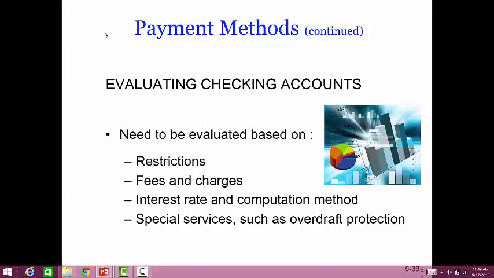But other things to consider: restrictions, fees, overdraft protection. Those fees are where they can make a ton of money off you. But again, don't just accept it, especially if it's something legitimate.